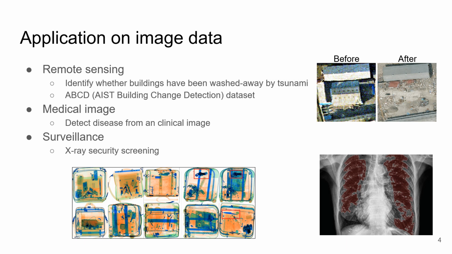In this talk, I will focus on image data. Here I give some applications on image data. The first application is remote sensing. For example, after a disaster, the government wants to tally the total damage to buildings. So it takes a lot of paired images and wants to identify whether buildings have been washed away by a tsunami or not. On the right-hand side there is an example. The left image is before the tsunami and the right image is after the tsunami.